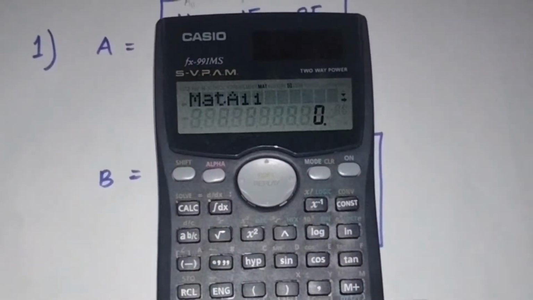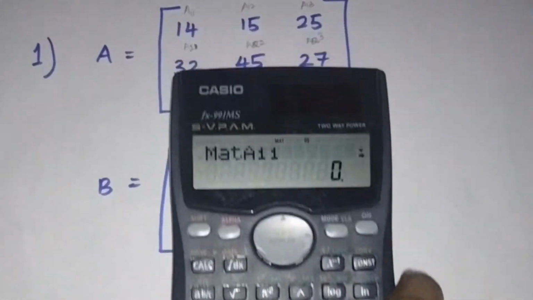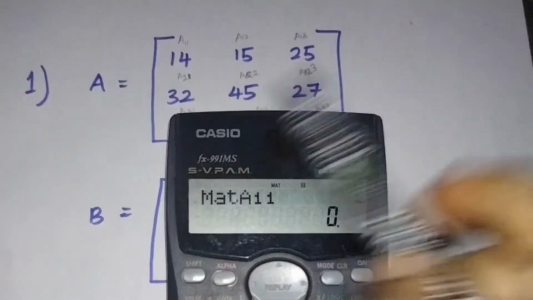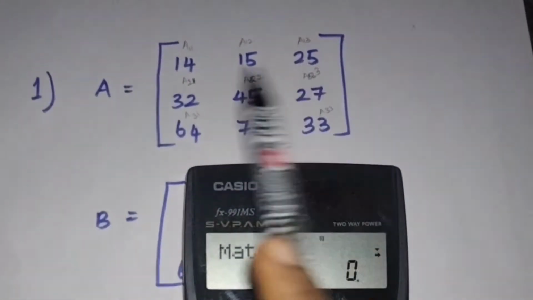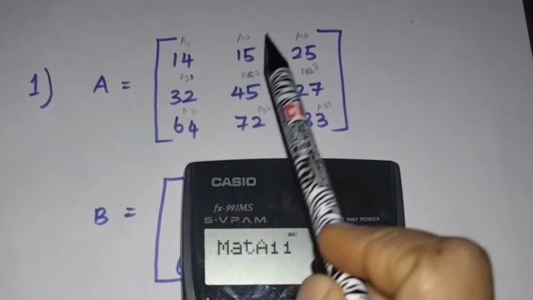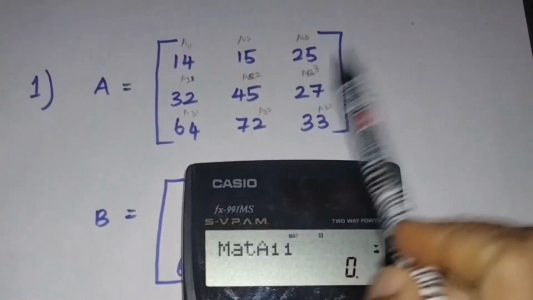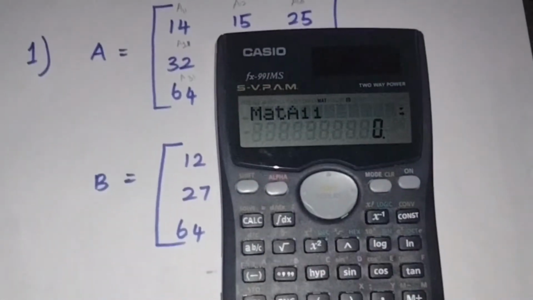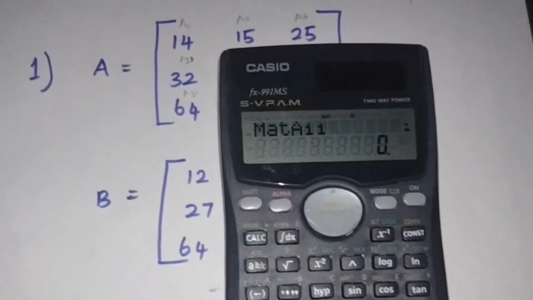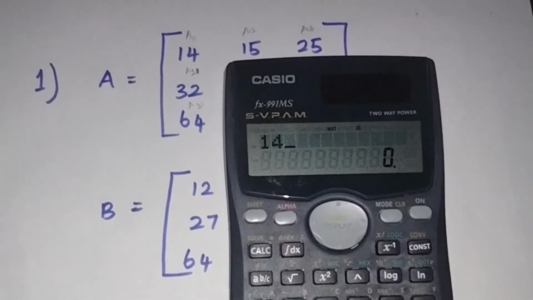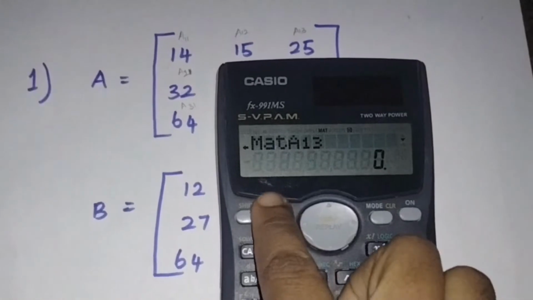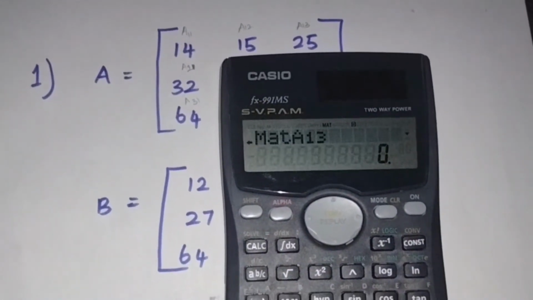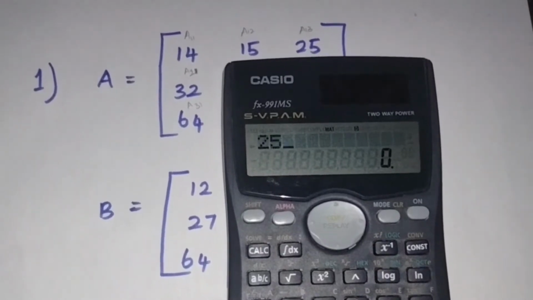After that it will show the matrix A11 value, so you need to enter the values. Here we have a 3 by 3 matrix, right? So A11 is 14, A12 is 15, A13 is 25. You just enter the values, okay? So the matrix 11 value is 14, equal to matrix 12 value is 15. After that the 1 3 value is 25.